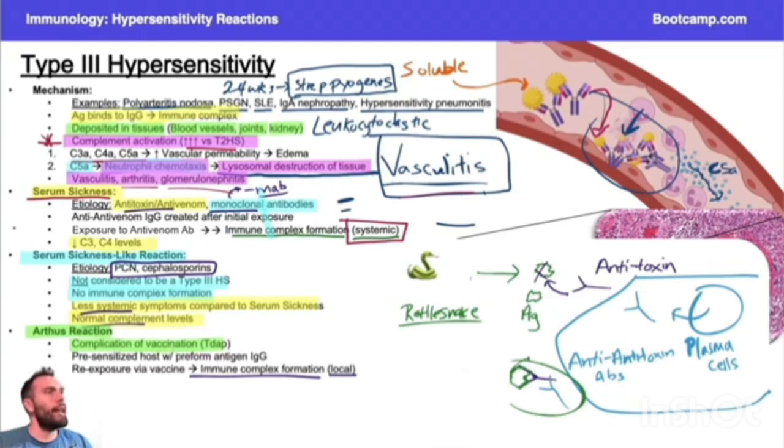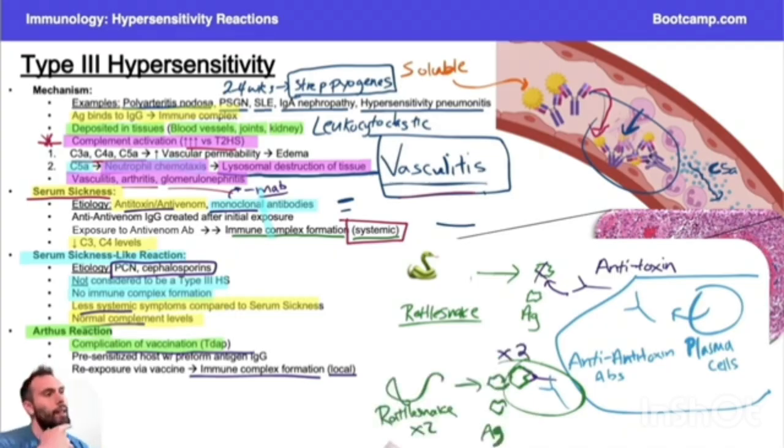And so eventually, as you get the vaccine, you get this local reaction. You might get local swelling. You might have a little bit of complement activation and a little bit of inflammation in that one area, but overall, significantly less severe than what we're talking about with something like serum sickness. And again, this is very classic as a complication of a vaccine that requires a lot of boosters. Tdap tends to be the classic.